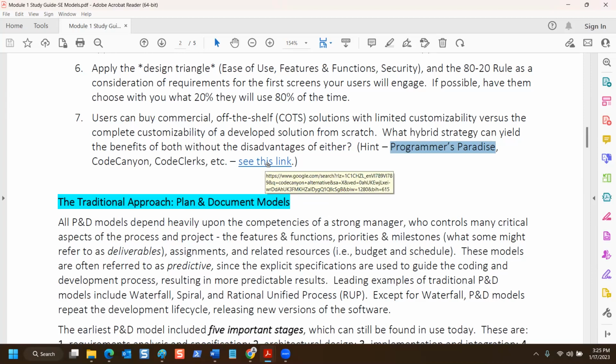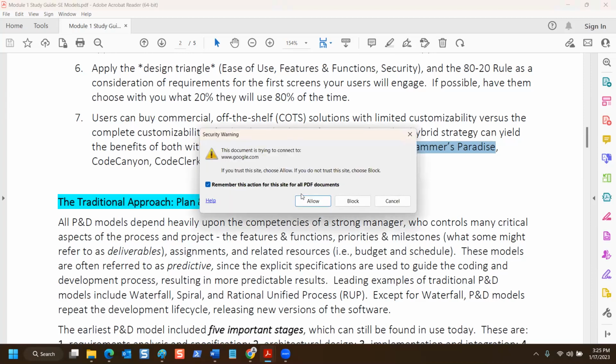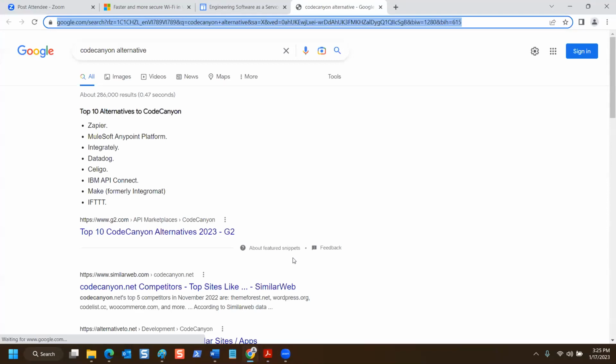Well, there's a trade-off. When you're using those resources, if something doesn't work, it's like you didn't build it, so how do you fix it? And the answer is you don't. So if you click this link, Code Canyon, these were resources for coders in the previous generation.